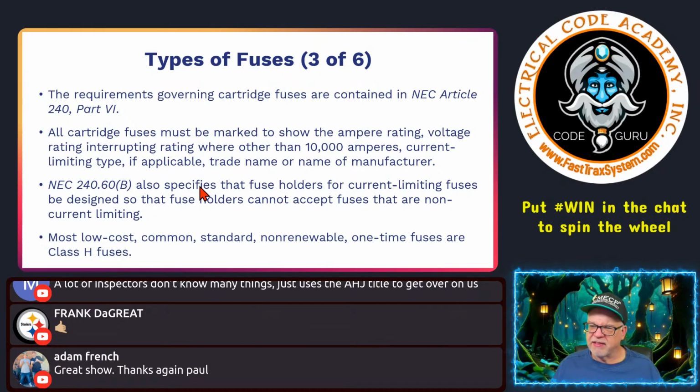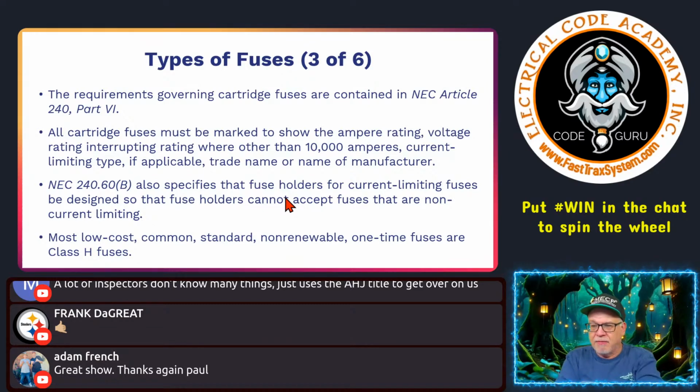240.60(B) also specifies that fuse holders for current limiting fuses be designed so that the fuse holder cannot accept fuses that are non-current limiting. Okay, so if you have a piece of equipment that is designed to hold current limiting fuses, then these fuses are designed a little differently. They usually have a little different design in the bars that come off of the fuse and how they would mount in. So those current limiting fuses typically will have a specific design.